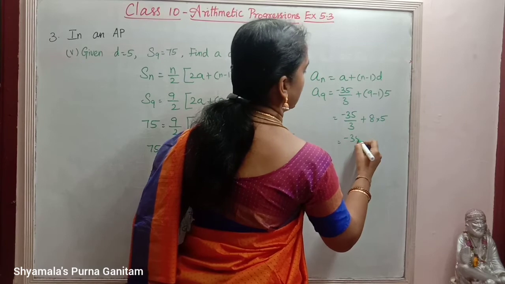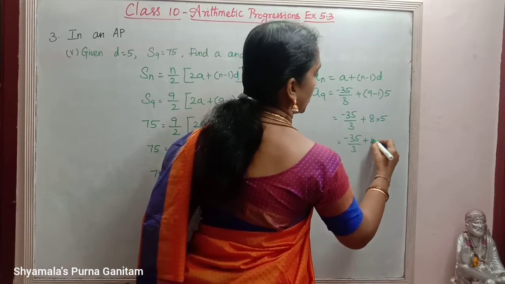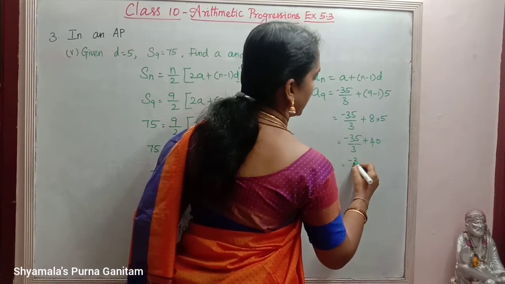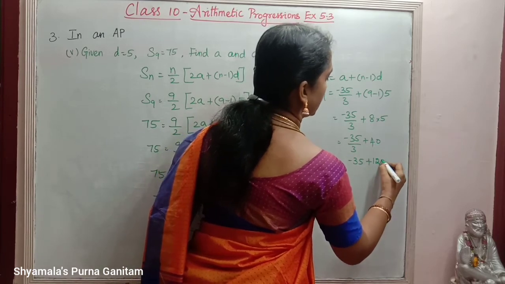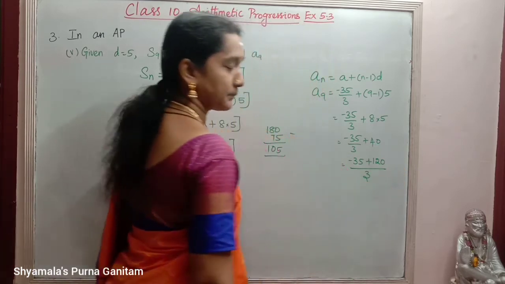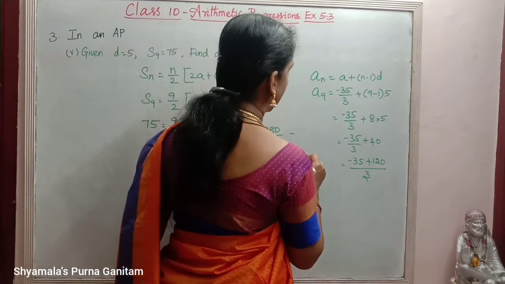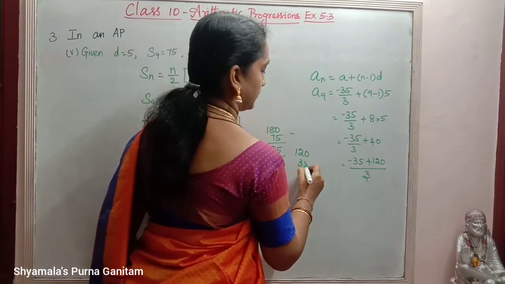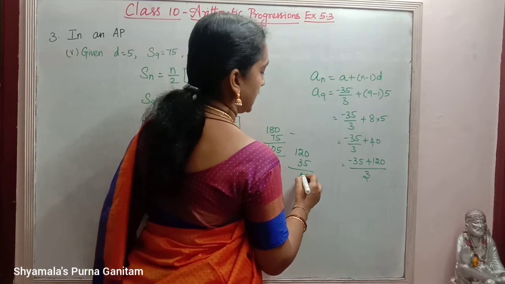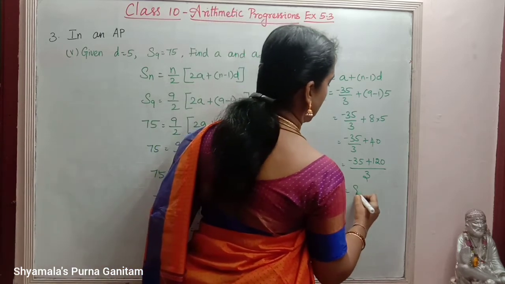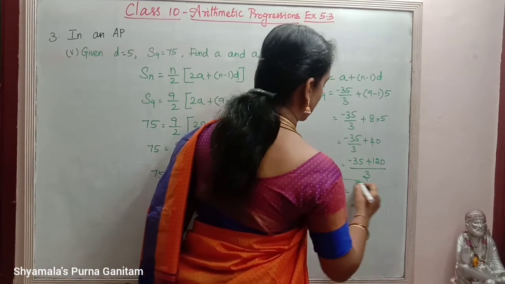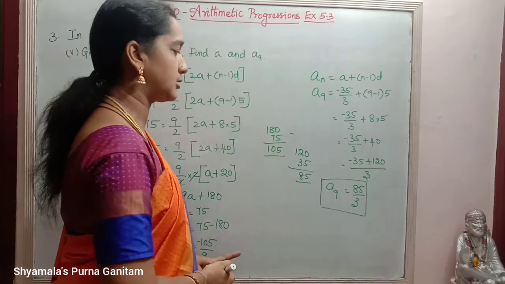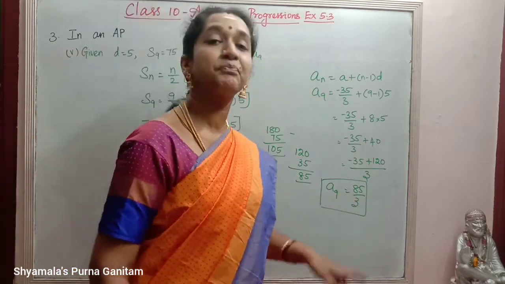So minus 35 by 3 plus 40. When we simplify, we need to take the LCM. Minus 35 plus 40 into 3 is 120. So 120 minus 35 will be 85. So 85 by 3. So this is A9. We were asked to find A9, so that is 85 by 3.